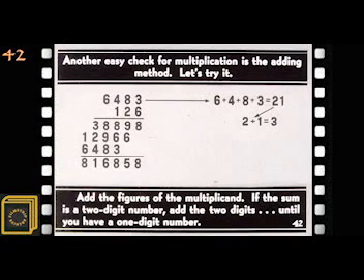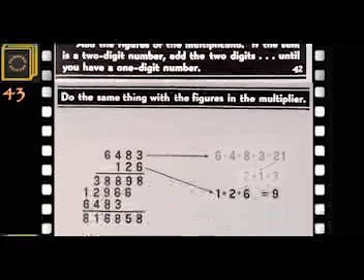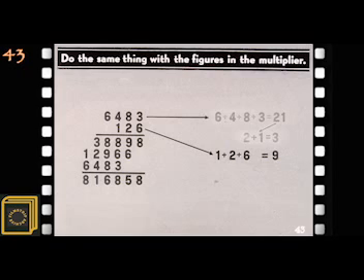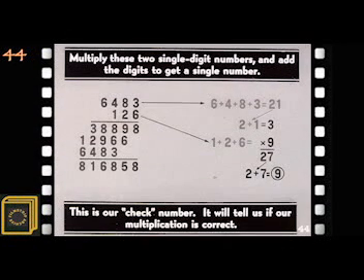Let's try it. Add the figures of the multiplicand. If the sum is a 2-digit number, add the 2 digits until you have a 1-digit number. Do the same thing with the figures in the multiplier. Multiply these 2 single-digit numbers and add the digits to get a single number. This is our check number. It will tell us if our multiplication is correct.